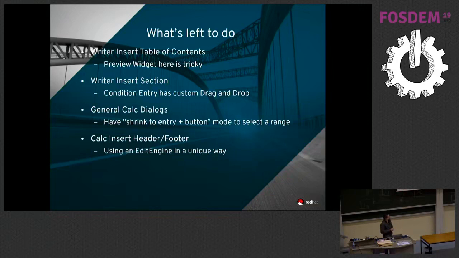A lot of the Calc dialogues have a shrink-to-specific-entry-and-button feature that's not particularly difficult to do. It's just that I haven't done it yet, which means that a lot of the smaller Calc dialogues are blocked on implementing that. And then the last one is Calc's insert header footer, which is using an edit engine in a unique way that nothing else is using. So those are the four blockers, and that's why what isn't converted yet remains as it is. Once they're out of the way, I expect that things will be completed pretty rapidly.